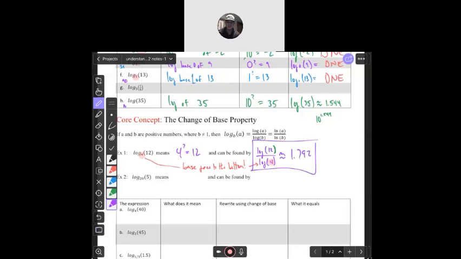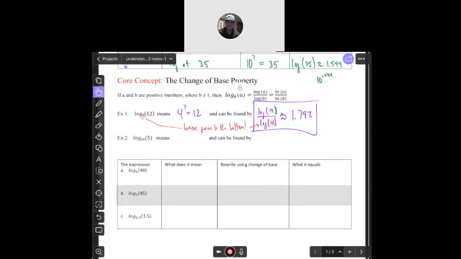So this is how we use what's called the change of base property to go from a random base to a ratio of common logs or a ratio of natural logs. I'm going to do another one with you guys, and then I'm going to have you guys start doing some. So log base 20 of 5 means 20 to some power is 5. I'm going to rewrite that as a ratio of natural logs this time just to show you that it works. Okay, so the natural log of some number over the natural log of some other number.